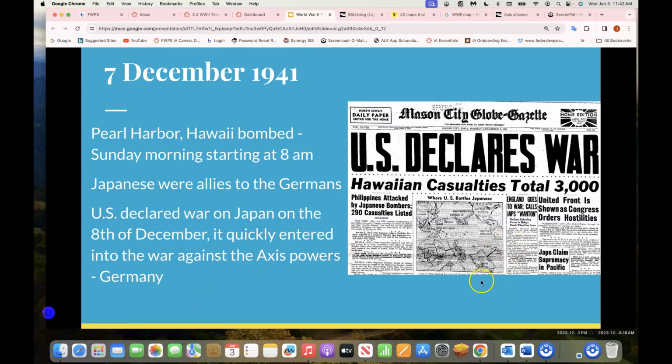Here is a newspaper headline, and it reads, U.S. declares war. Hawaiian casualties total 3,000. There were a little over 3,000 lives of U.S. sailors that were lost in Pearl Harbor on December 7th, 1941.